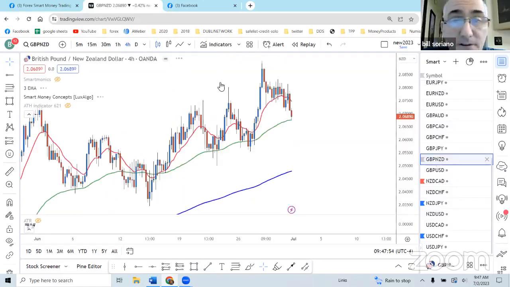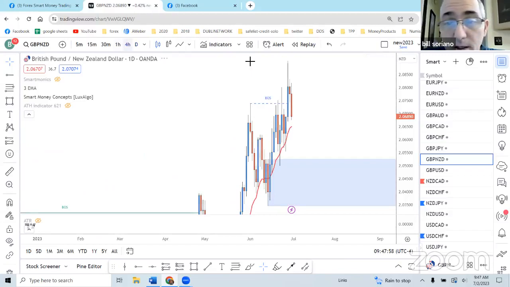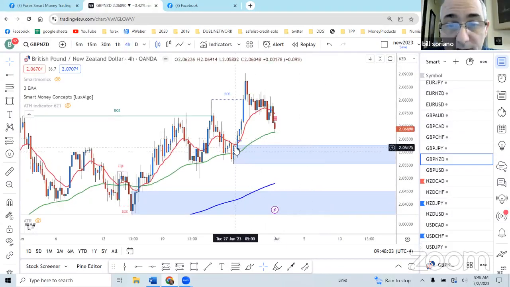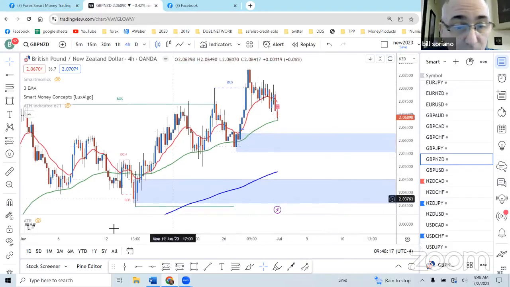GBP NZD, the daily is going to be bullish, as is the 4 hour. Right here, we have a nice candle. We have some liquidity grabs. You see these wicks come down here, which is always a good sign. You see how, a little liquidity grab. We have a banker candle here, a nice engulfing after it. So that's a good zone for us.